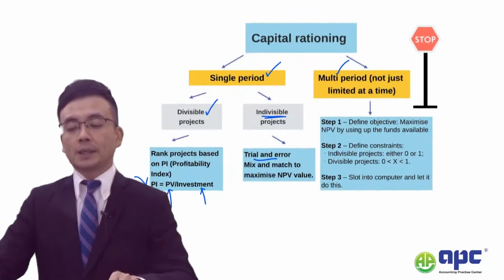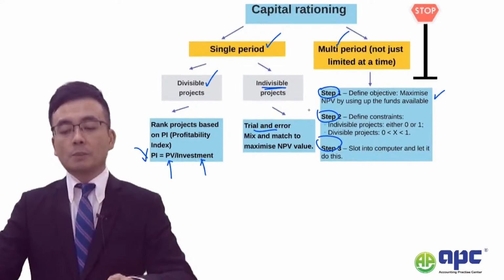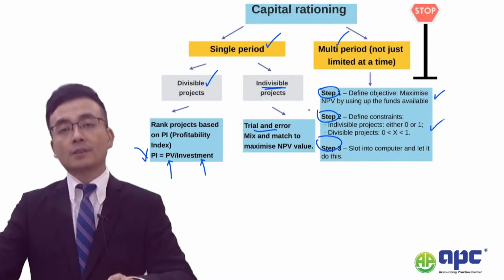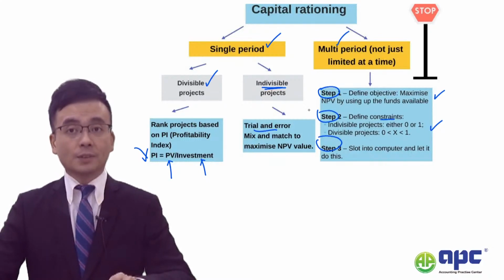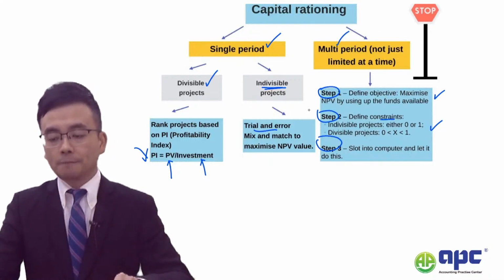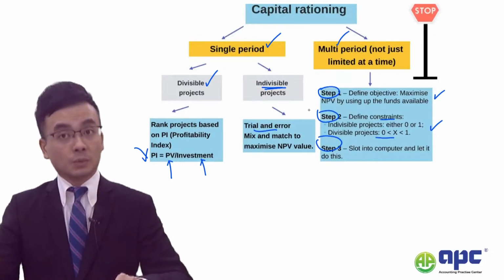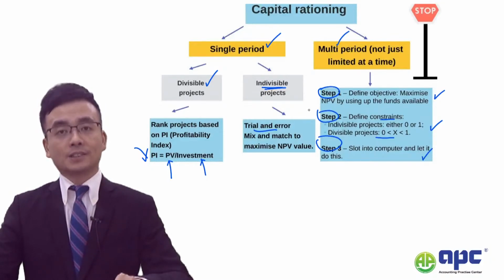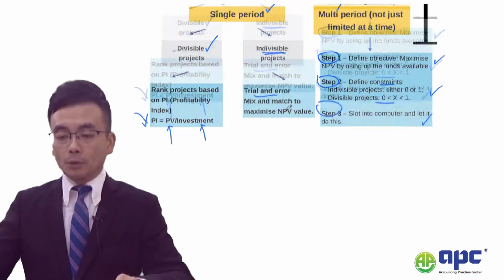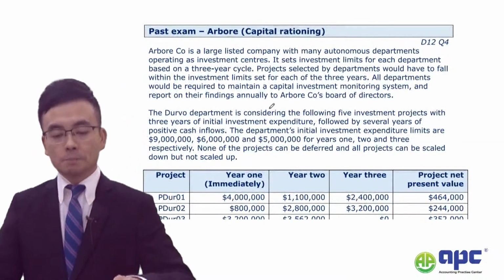Multi-period capital rationing, you only need to know these 3 steps. Your objective is to maximize NPV. The project can either be indivisible, which means your constraints can either be 0 or 1, which means 0%, not doing that at all, or 100% completed. If it is divisible, we need to work out the proportion of projects that we need to do. And we slot that into the computer and let it do this as step 3. But more importantly, let's go through the past exam question called Ball Company.